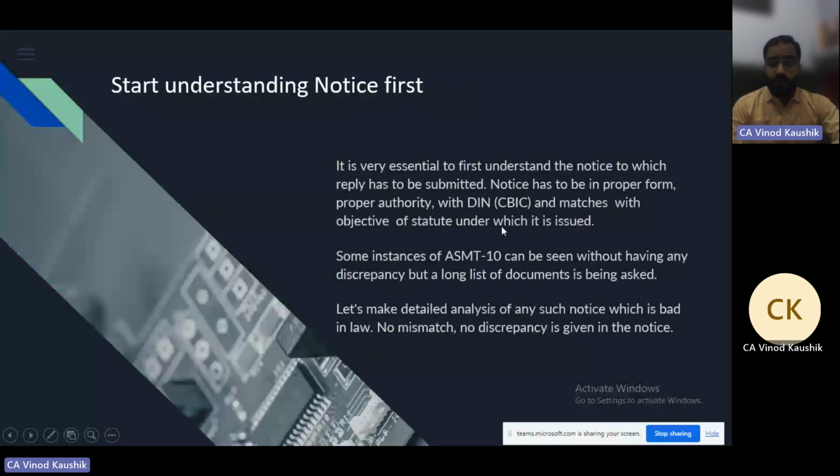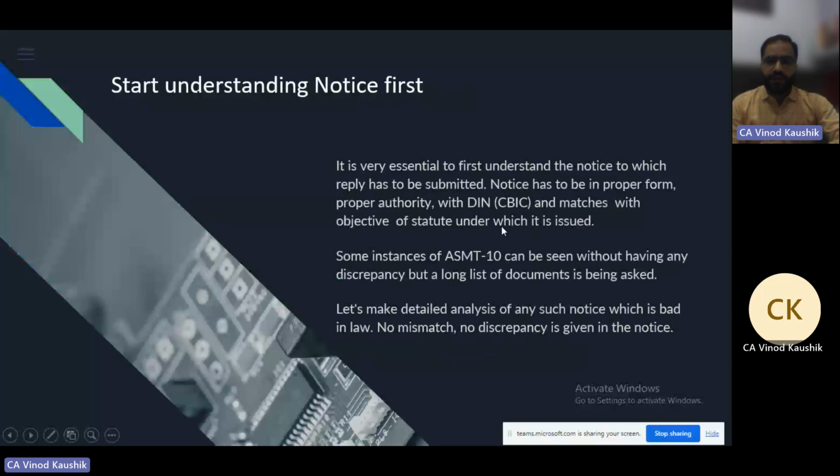We need to check the proper form also. And in case of central GST, we need to verify the DIN also. DIN is a Document Identification Number, and every offline document needs to bear a DIN, my friends, and that DIN we need to check on the CBIC website.